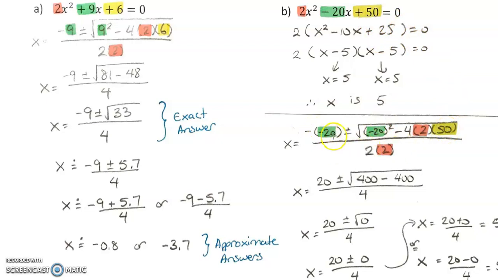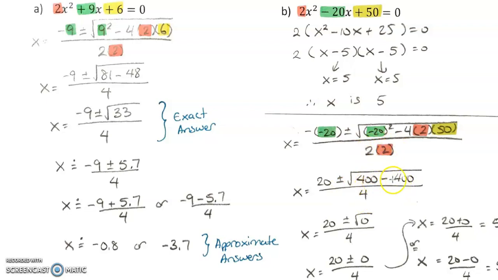So negative negative 20 makes a positive 20, plus or minus, and do BEDMAS. So exponents first, positive 400. This is always going to be a positive because you have brackets around it. Minus 4 times 2 times 50 is 400. All right, so this is all over 4 as a denominator.